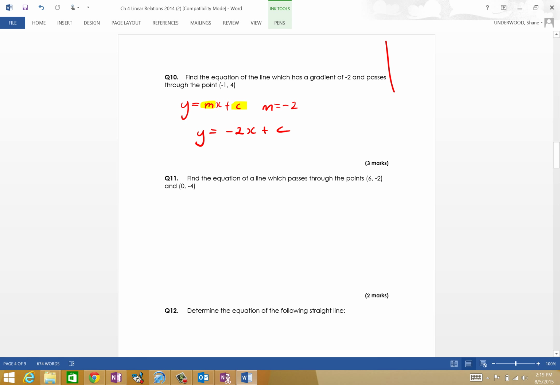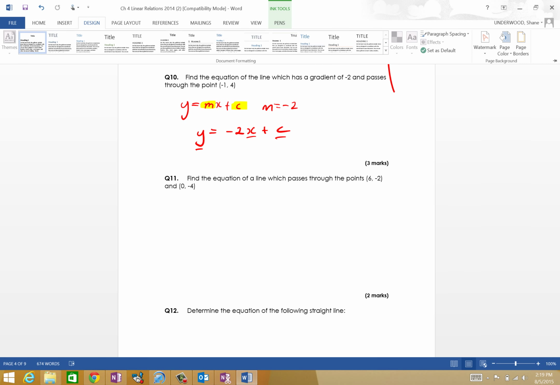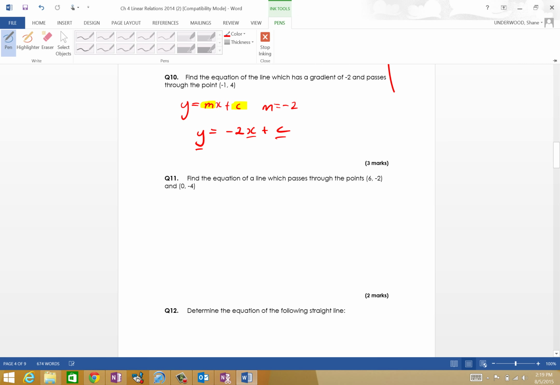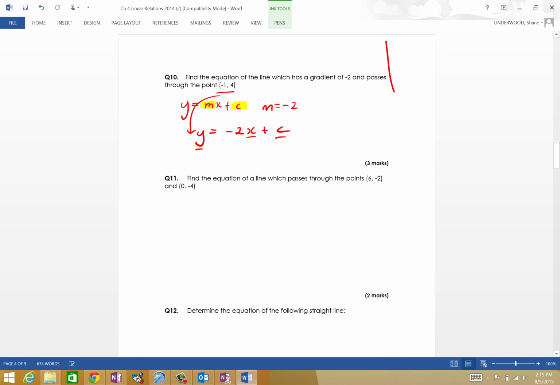You may think that there's 1, 2, 3 unknowns, but y and x are variables, and we're actually given those, so we've only got one unknown, which is c. So we're going to sub this point into this equation. When x equals negative 1, y is equal to 4. So we write that in: 4 is equal to negative 2 times negative 1, plus c. You'll notice we've just got one unknown now, c, and then we've found the equation.